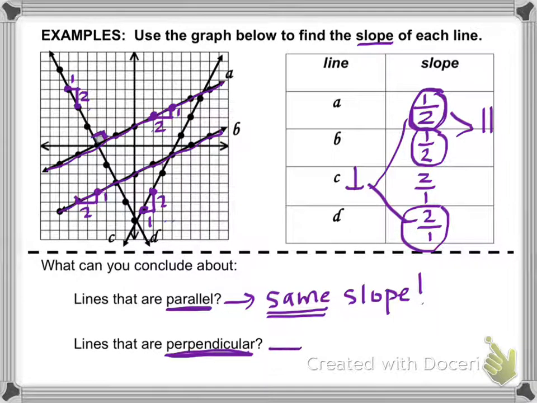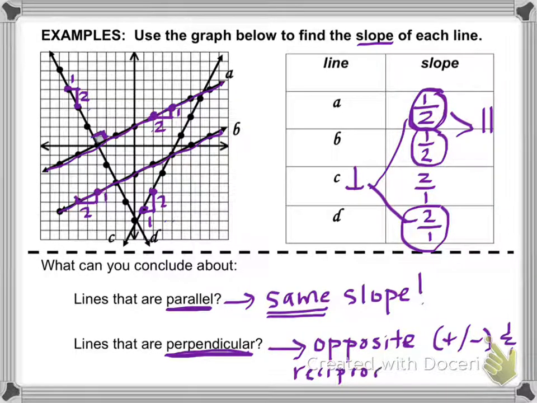So whenever you have perpendicular lines, their slopes are going to be opposite. Remember, opposite means one is positive, one is negative. And they're also going to be reciprocals. That means flips of each other.